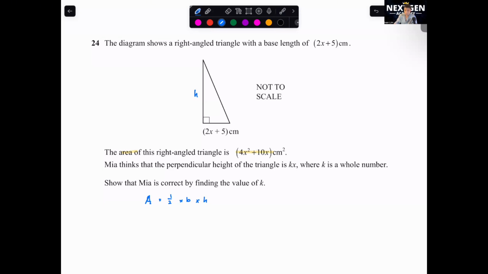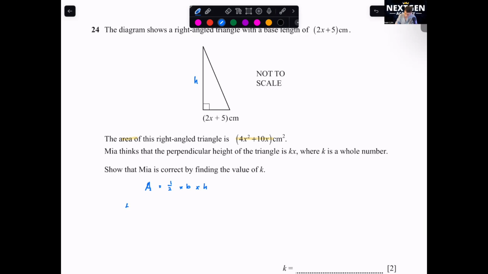Okay, how do we solve this? We have area, which will be what? 4x squared plus 10x plus half, equals half times 2x plus 5 multiplied by height. Okay, can we solve this? Our goal is to solve for the h value.